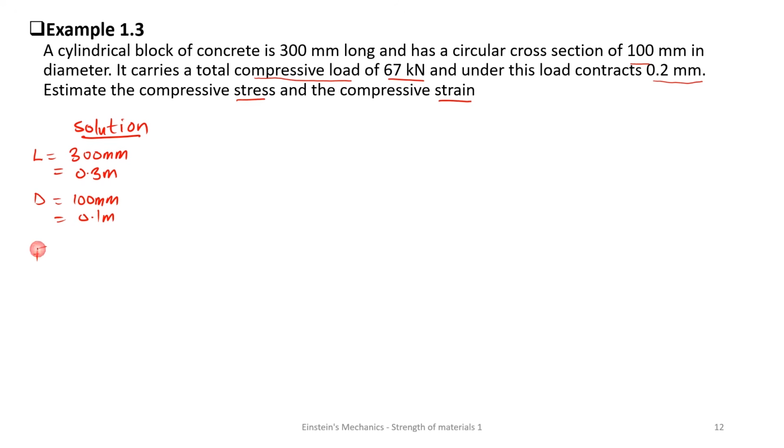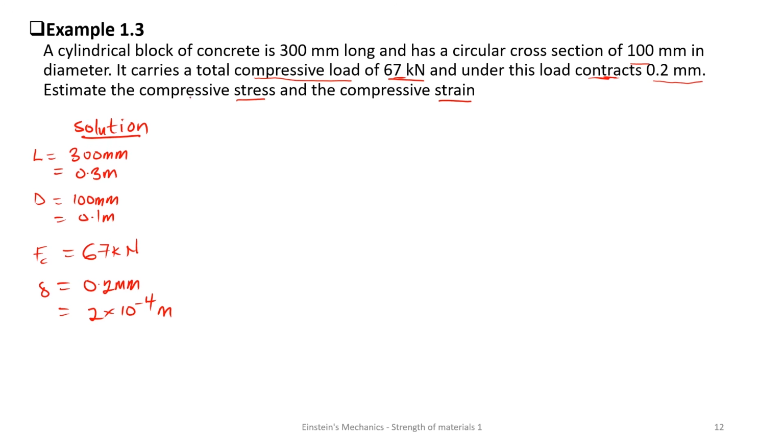So our compressive force was 67 kilonewton. Under this load, the block contracts. We are talking about strain here: it contracts 0.2 millimeters. So the contraction, or the elongation, you remember this, is 0.2 millimeters, which we can convert to meters as 2 times 10 raised to the power -4 meters. We have everything here. What do we have to do?